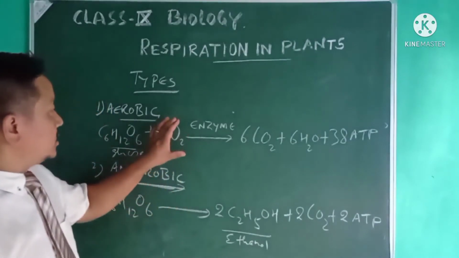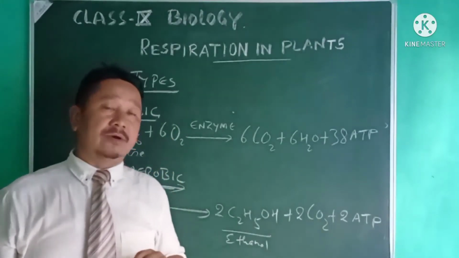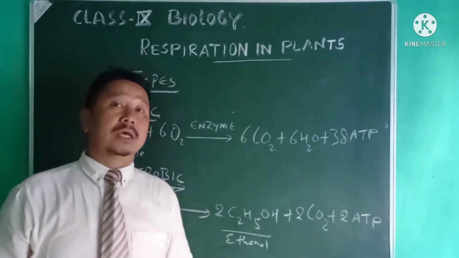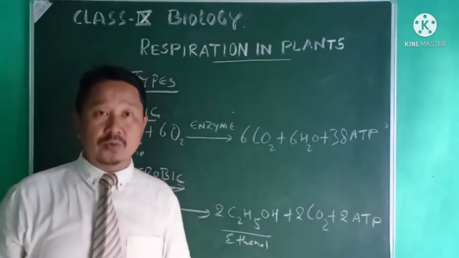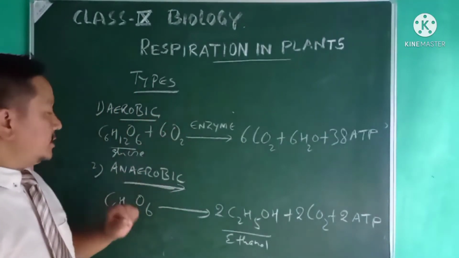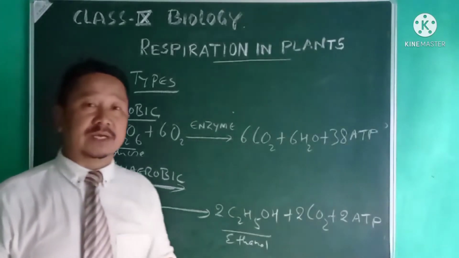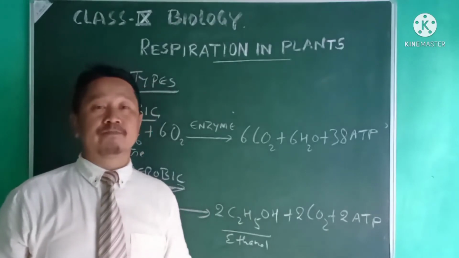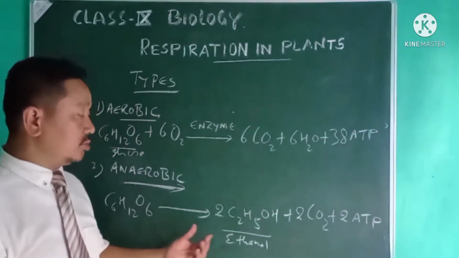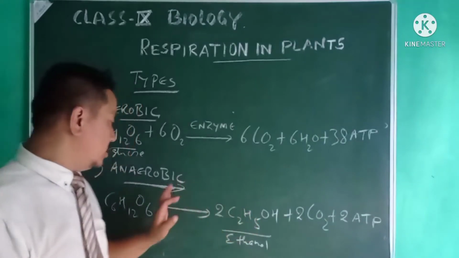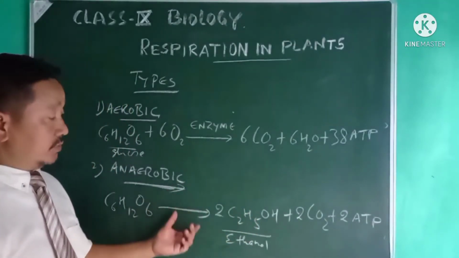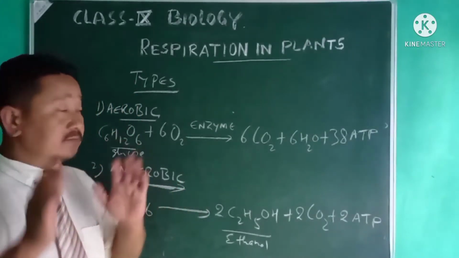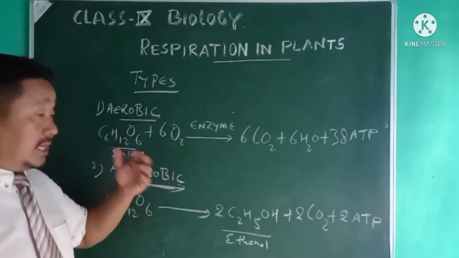Aerobic respiration takes place in all the higher plants and animals, and also in unicellular organisms, excepting a few. Whereas anaerobic respiration takes place in some unicellular organisms like some bacteria, and also in fungi. In some bacteria and fungi this process continues. Sometimes it happens in our case also.